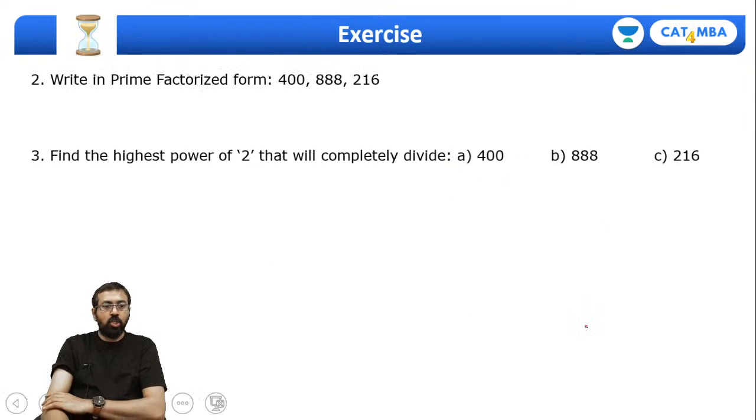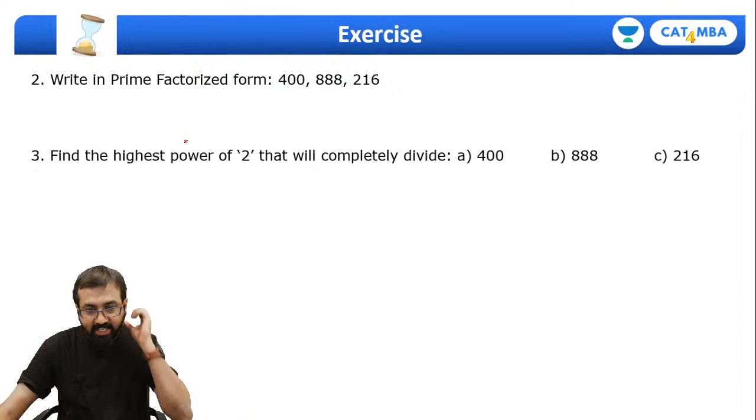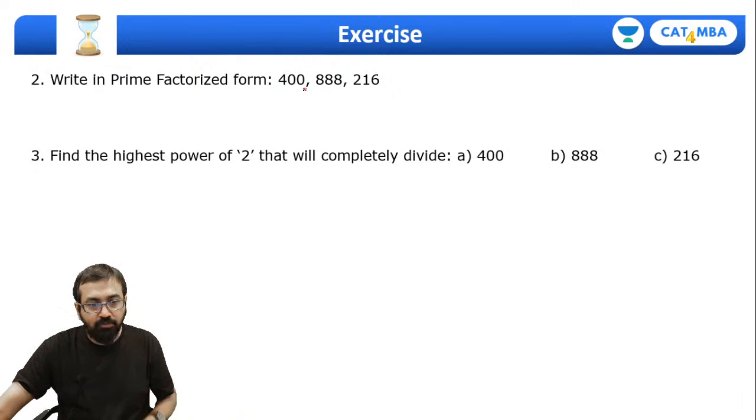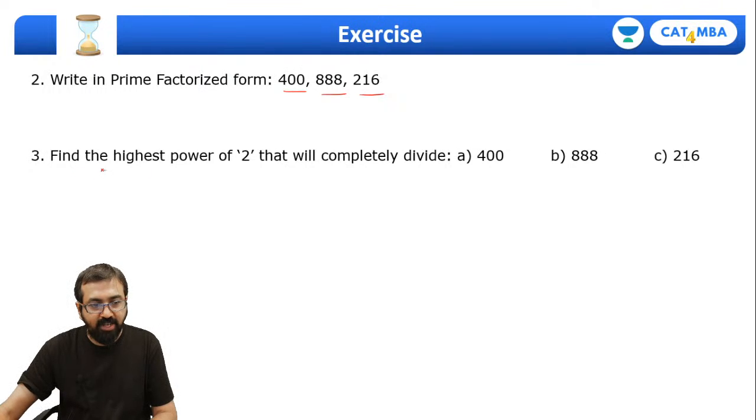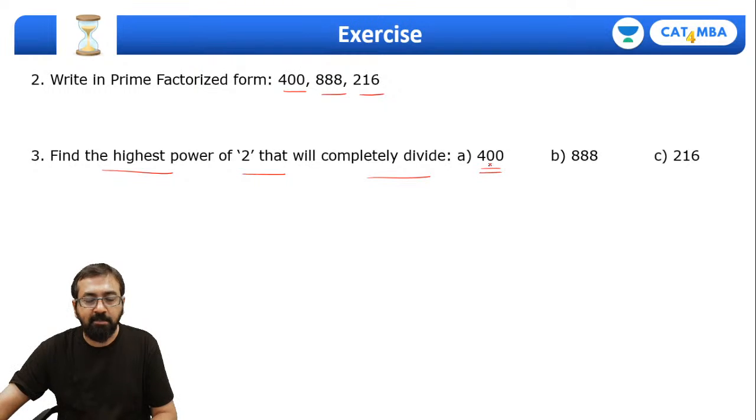So guys, now let's quickly look at the next question. We have already prime factorized these numbers, and these are the prime factorized forms. Now look at this question. Find the highest power of 2 that will completely divide this number. What is the power of 2 in the prime factorization of 400? It's 2 raised to 4. So the highest power of 2 that will completely divide this number is 4, because it has 2 raised to 4 in it.